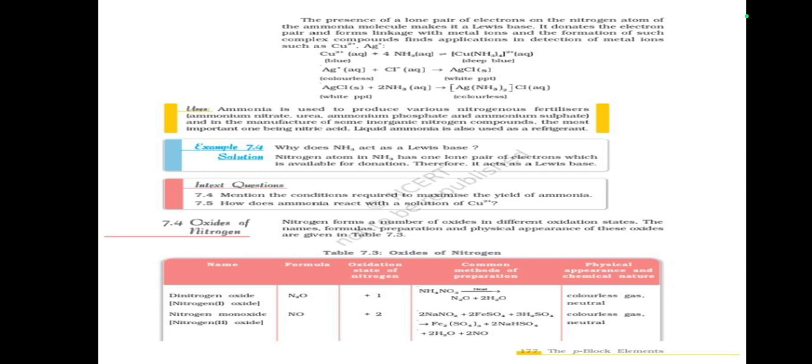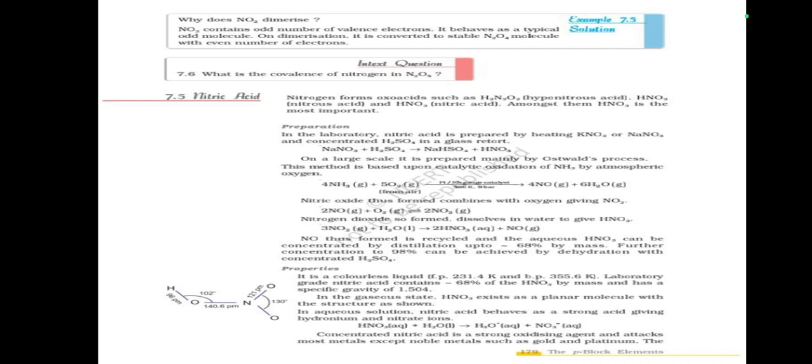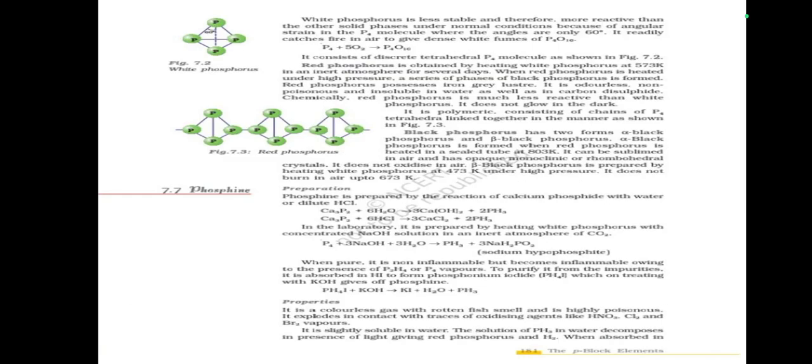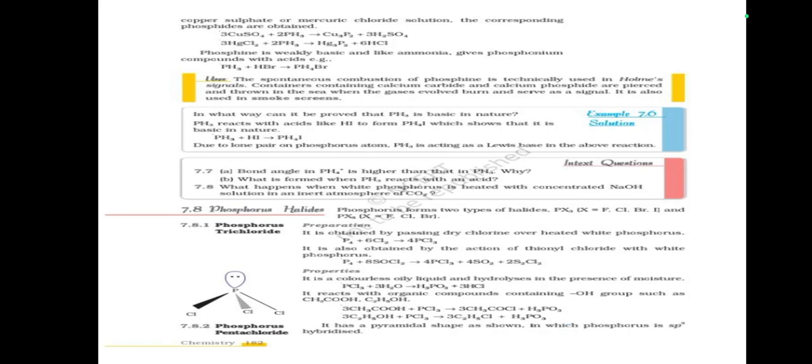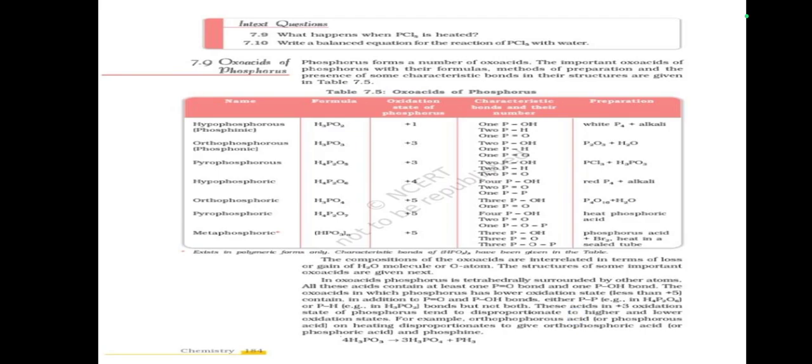Oxides of nitrogen. Table 7.3 Oxides of nitrogen. Table 7.4 Structures of oxides of nitrogen. Nitric acid, phosphorus allotropic forms, phosphine, phosphorus halides, phosphorus trichloride, phosphorus pentachloride, oxoacids of phosphorus. Table 7.5 Oxoacids of phosphorus.